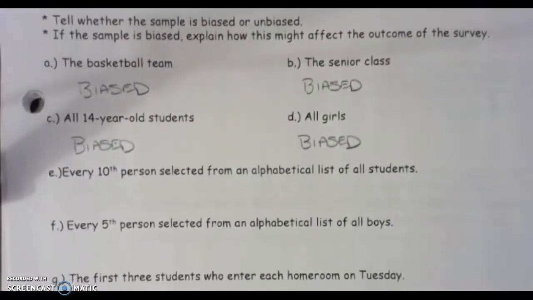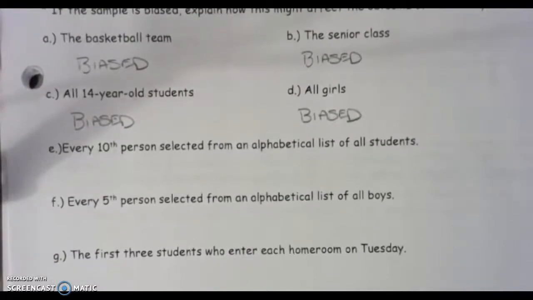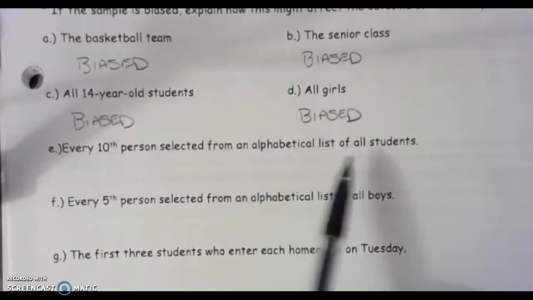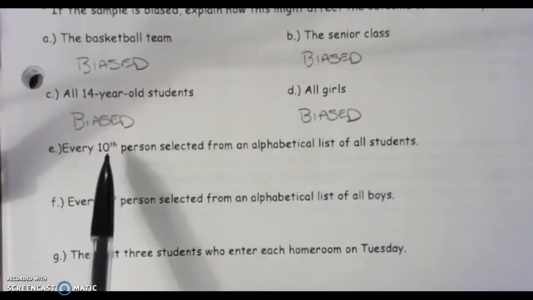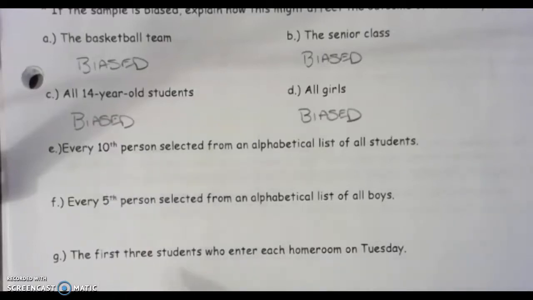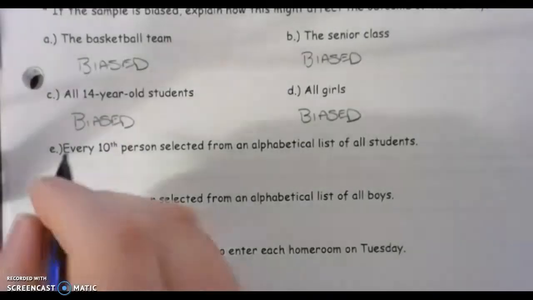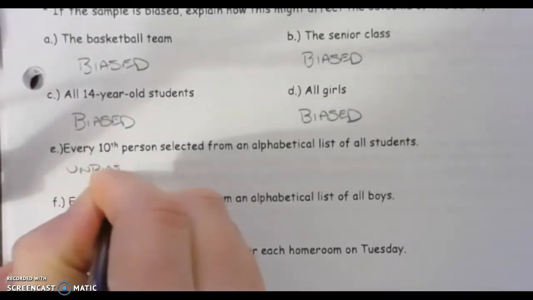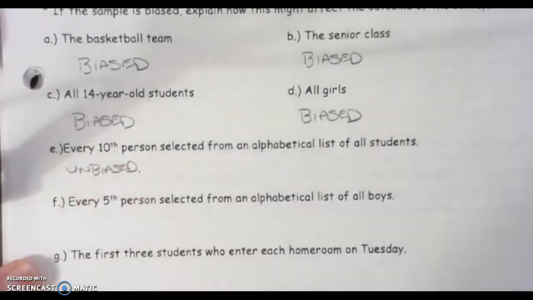Letter E says, what if our sample was every 10th person selected from an alphabetical list of all students? Okay, so we're going to take an alphabetical list of every student in the school, in the high school, and we're going to go to every 10th person and we're going to record their height. Would this be biased or unbiased? Well, this is actually a really good way to do this. This is unbiased. This is an unbiased sample.